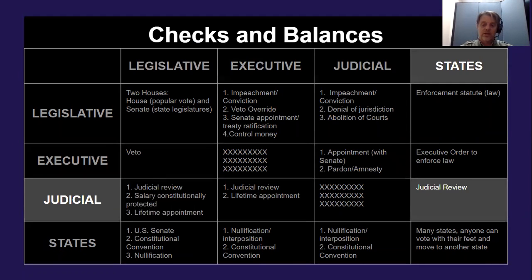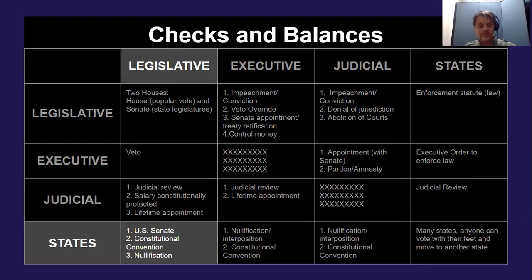Same thing there. And states, they can review state laws. There's been several state laws that have been deemed unconstitutional. And the states, they pick who the senators are. At least that's the way it used to work. Now with the 17th Amendment, the people pick who the senators are.